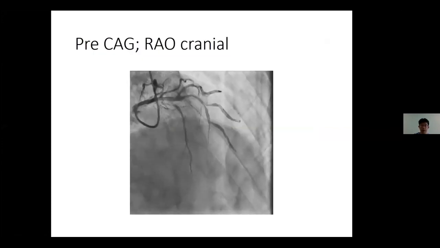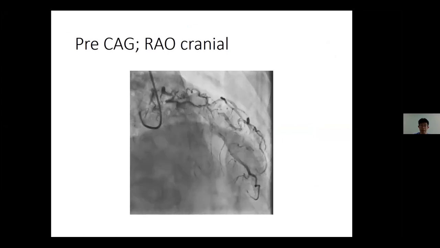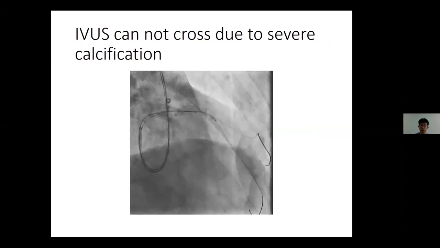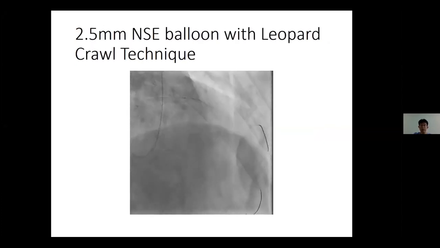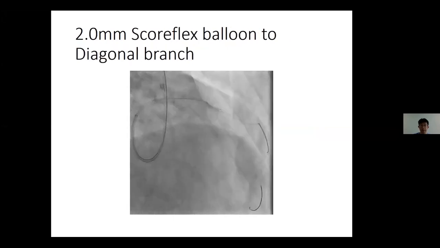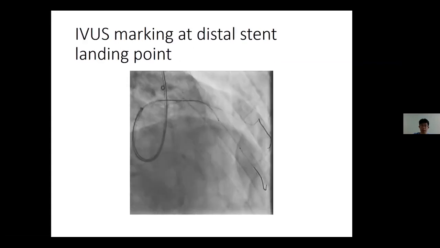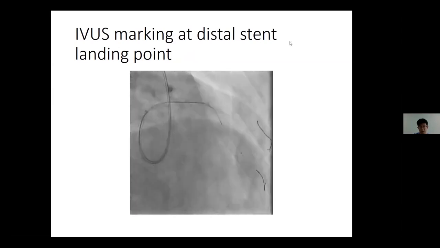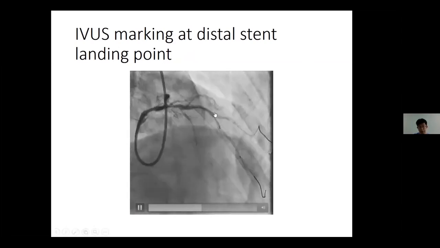So this is a case of a bifurcation lesion at the LAD and the diagonal branch. IVUS cannot cross due to severe calcification. So we used a scoring balloon, the NSE balloon 2.5, with the Leopard coronary technique. Balloon dilatation and immediate deflation to push the balloon on the distal side, here and here. And then we dilate with a scoring balloon in the diagonal branch and check the IVUS marking at the distal center landing zone. But as you can see, major dissection occurred on the side branch, the diagonal branch.